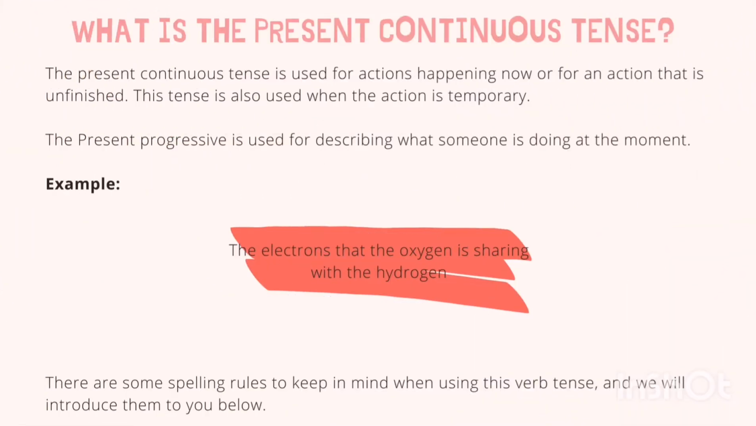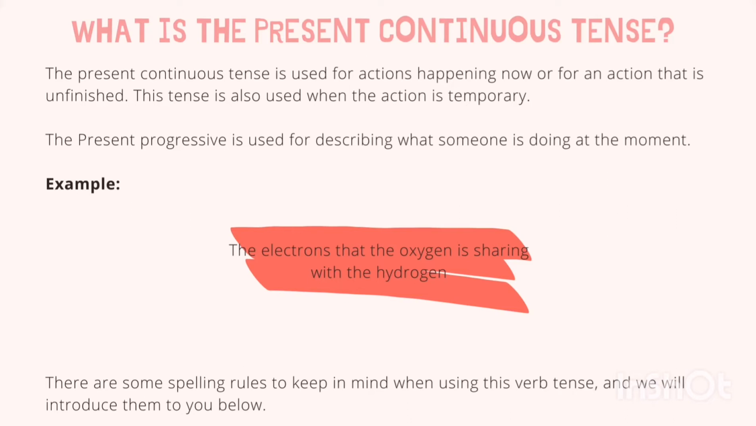Welcome, students. What is the present continuous tense? The present continuous tense is used for an action happening now or for an action that is unfinished. This tense is also used when the action is temporary, or the present progressive is used for describing what someone is doing at the moment. Example: the electrons that the oxygen is sharing with the hydrogen.